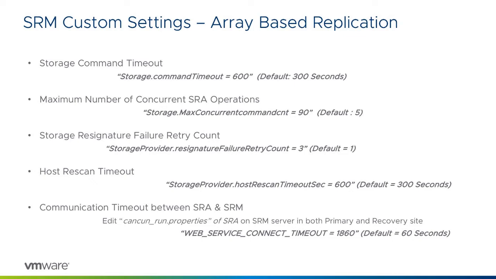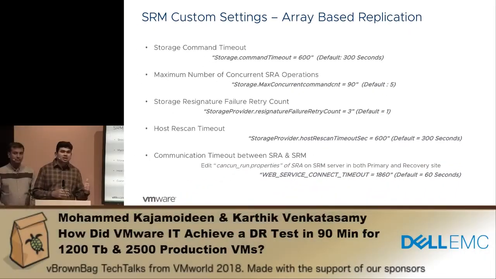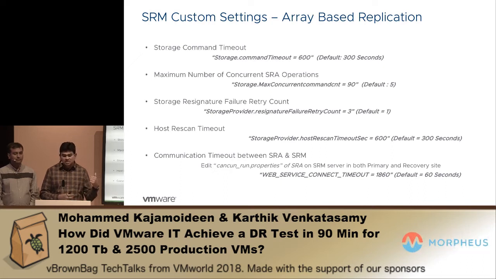And next is the communication timeout between SRA and SRM. This is specific to the array-based replication workload and EMC RecoverPoint. We are using EMC RecoverPoint for replication, and we noticed timeout errors. This is because of the communication timeout between the SRA, the storage replication adapter, and SRM. We worked with EMC and identified the setting called Web Service Connect Timeout. We increased it from 60 seconds to 1860 seconds. You have to edit that in the SRA properties file, and you need to do that in both your protected site and recovery site.